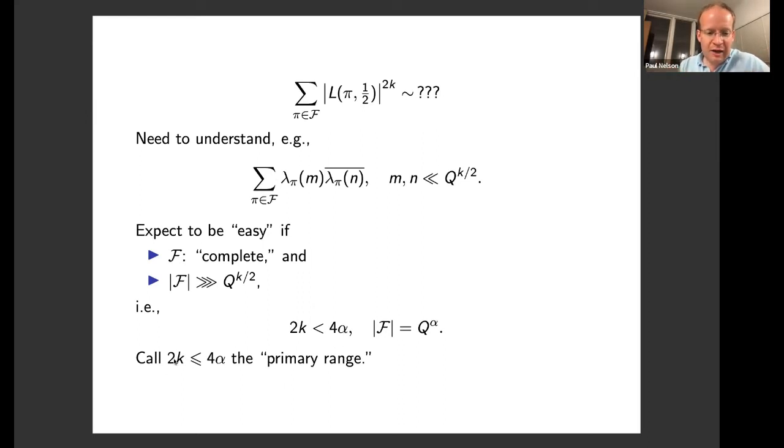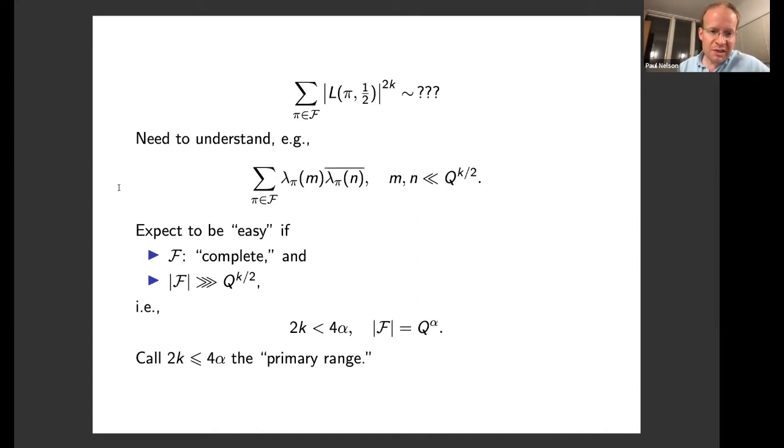And so I'll refer, in the next few slides, to this range where 2k is allowed to go up to 4 alpha inclusive as the primary range. And we'll see some examples that will be very familiar that will help focus this.